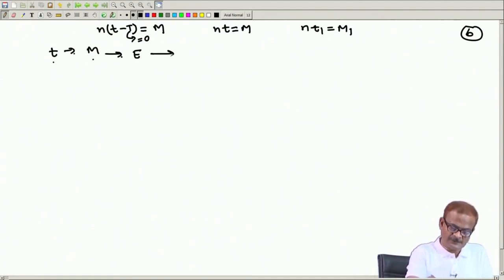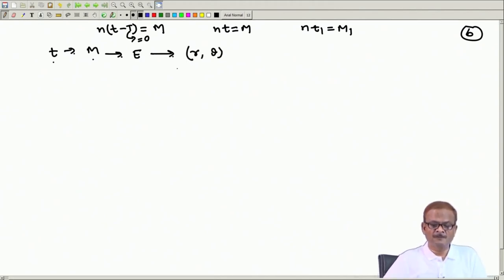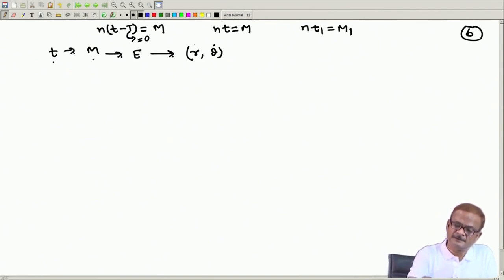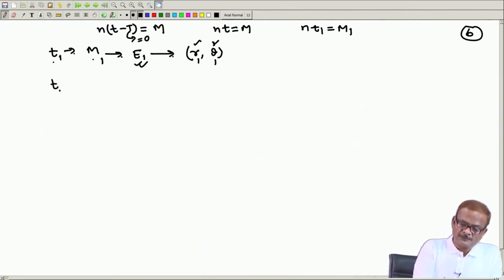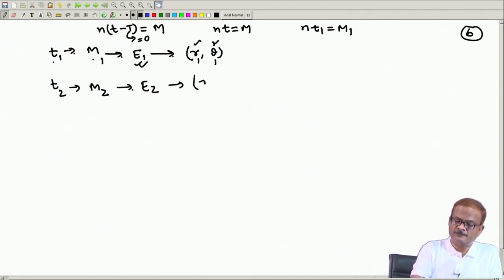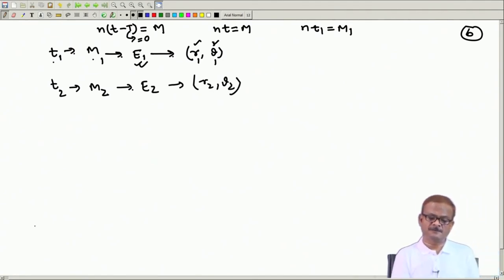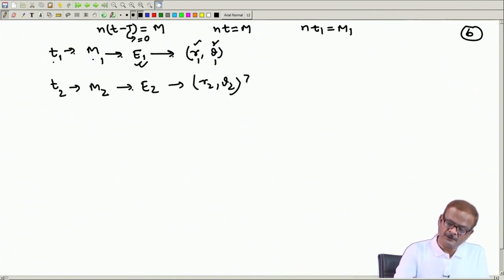Once we have solved for E, we can get to the position r and theta, because r and theta are both described in terms of E. So we have M 1 here, you get E 1, and the corresponding r 1 and theta 1 are available. Similarly, corresponding to t 2, you have M 2, and then E 2, and from there we will have r 2 and theta 2. So this way the orbit is propagated.